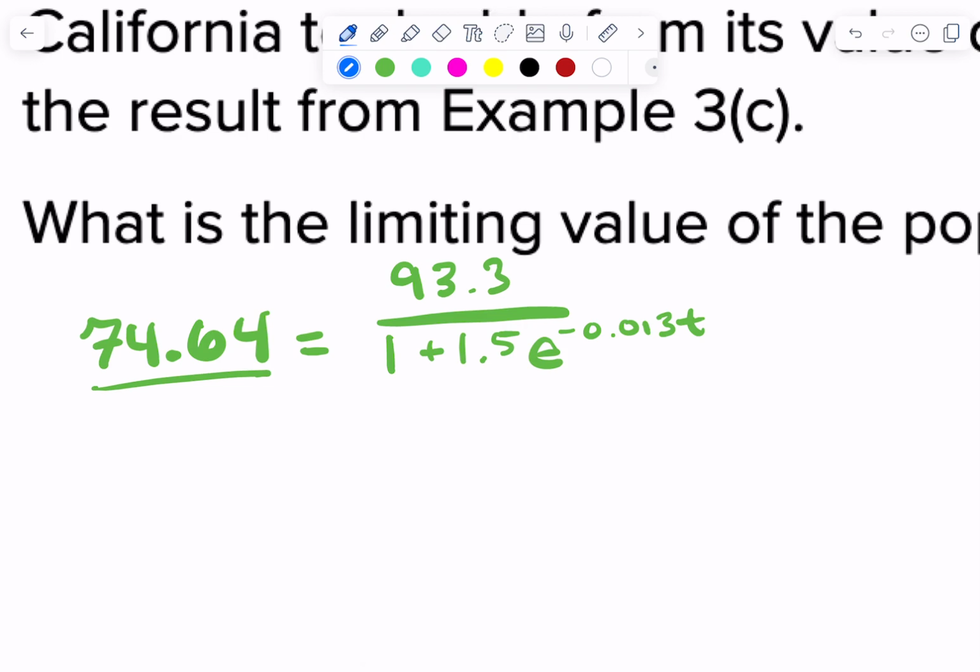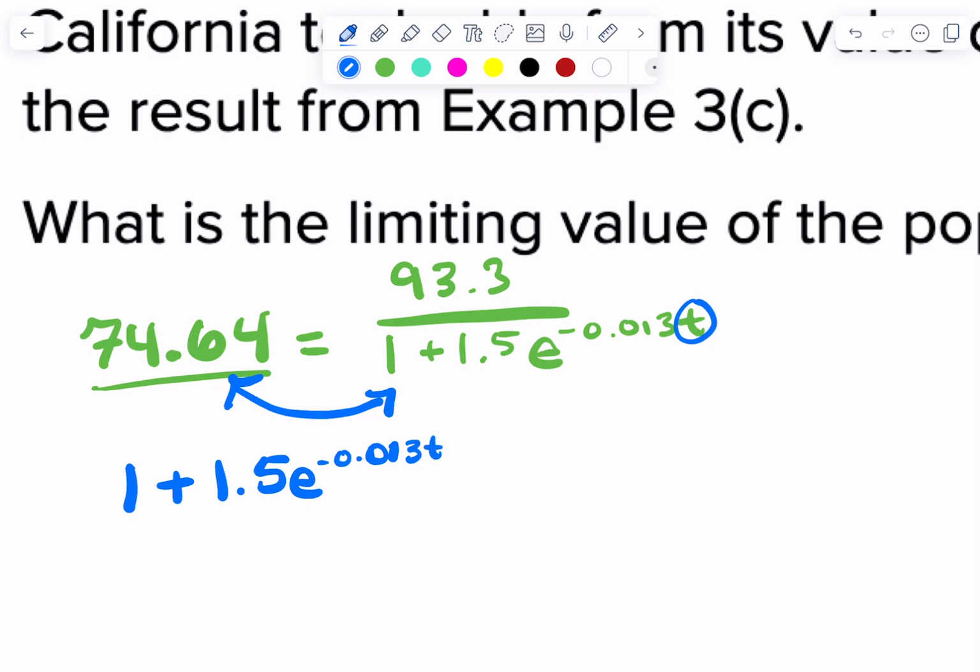Now we've got to figure out how to do this. We're solving for t, and t is down here in the bottom, so we have to do a lot of algebra. We can switch these two. Did you know that you could do that? It's like the triangular method. So 1 plus 1.5 e to the negative 0.013t equals 93.3 over 74.64. Can I add this 1 and 1.5 together? No, the e is trapped with the 1.5, so we can't do that. Do you see what I did with switching those two?